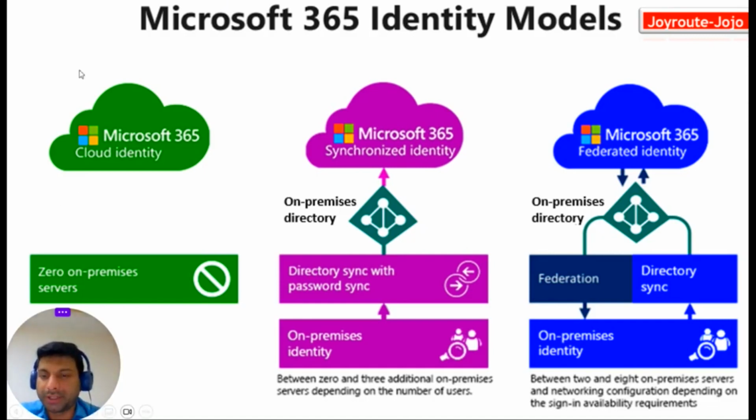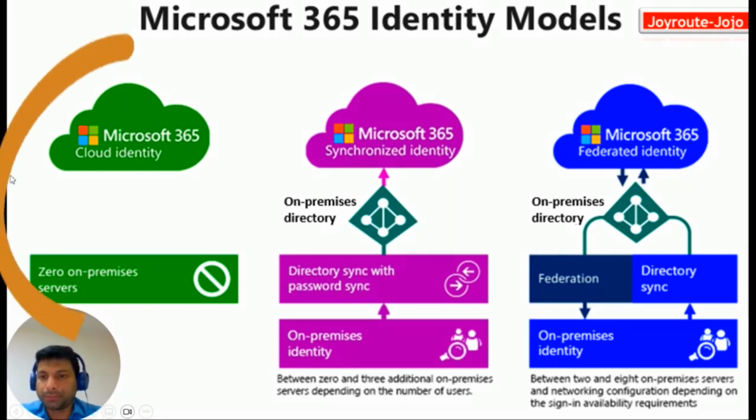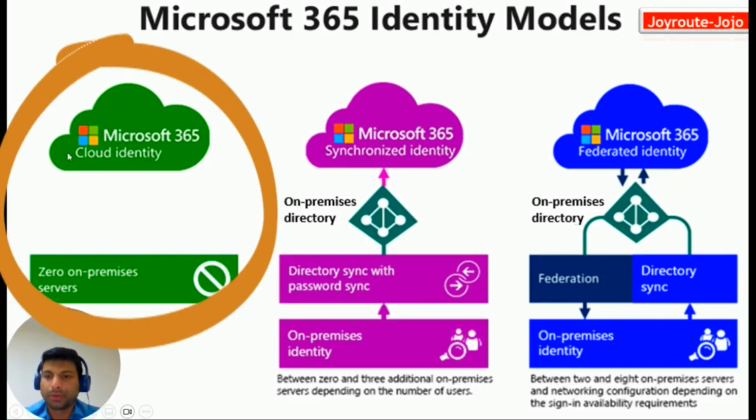Let's talk about the cloud identity, which is the first identity model, Microsoft 365 cloud identity, with zero on-premises servers. A cloud identity is a user account that only exists in Microsoft Entra ID. While an organization can create a cloud identity with the same name as an on-premise Active Directory Domain Services user account, there is no link between these two accounts. You can create a user in the local Active Directory, and the same user in Microsoft 365 cloud identity, but both will be different. There is no link between these two accounts. So that is what is meant by cloud identity. All the users are in the cloud. There are zero on-premise servers.